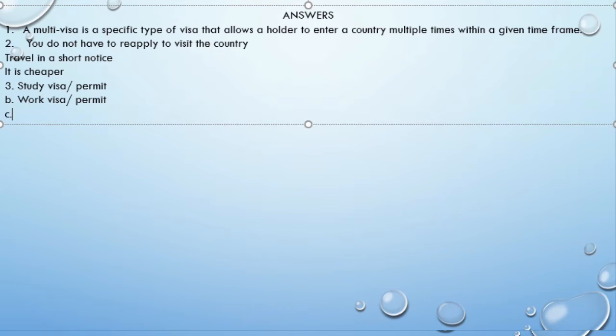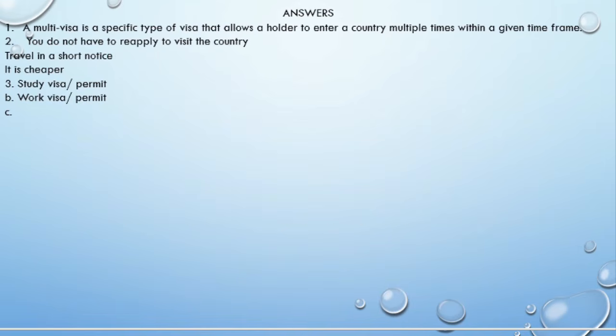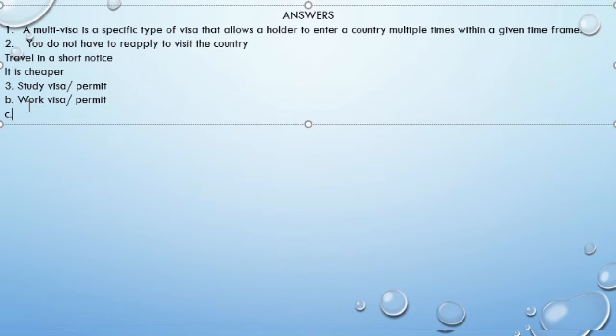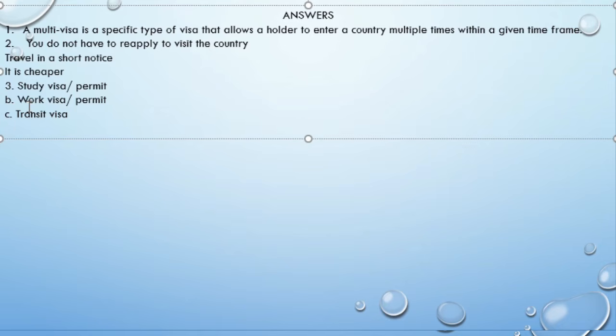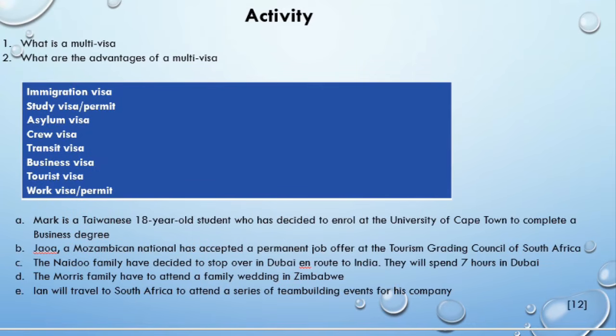Let us look at C. The Naidu family has decided to stop over in Dubai en route to India. They will spend 7 hours in Dubai, so they would need a transit visa. If you still remember, a transit visa is what you need if you are having a connecting flight and it's less than 24 hours. They'll only be in Dubai for 7 hours, so it's a transit visa.